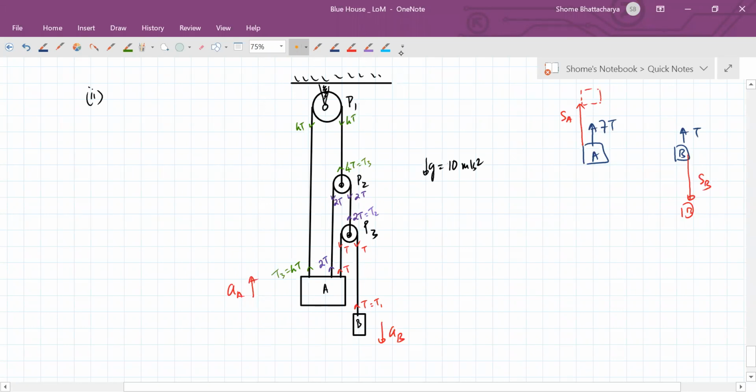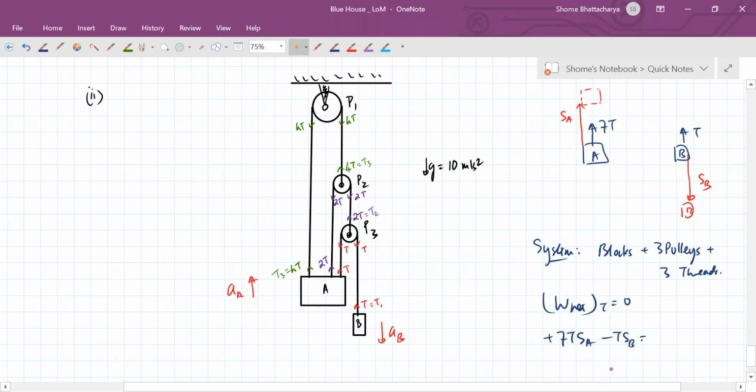in the downward direction. So taking a system as both blocks plus all three pulleys plus all three threads. The net work done by tension should be 0. So on A, the work done by tension is plus 7T into SA, and on B, the work done is minus T into SB. Whereas everywhere else, the work done by tension is 0.